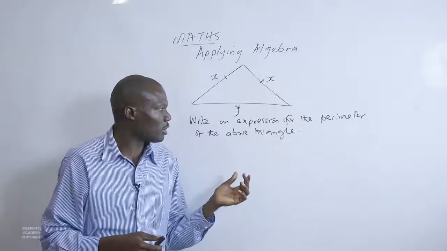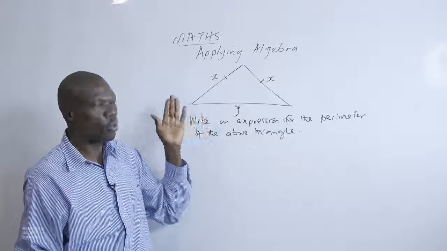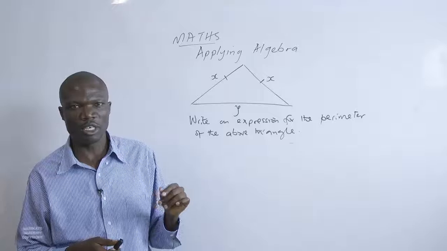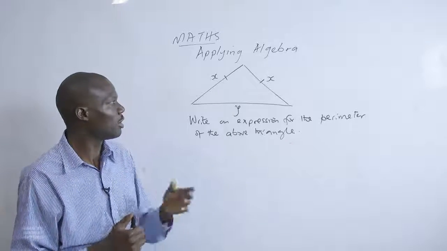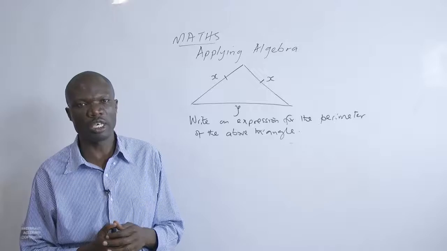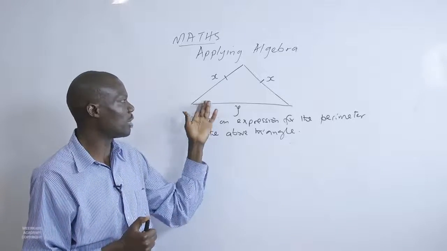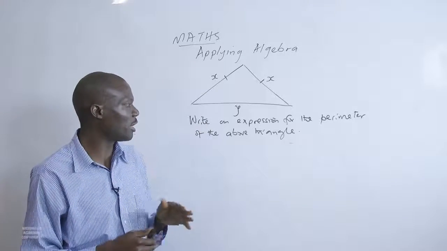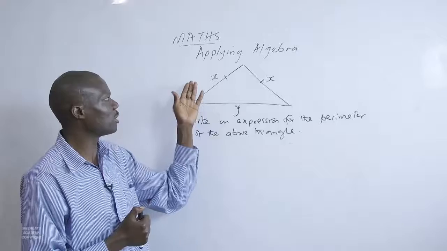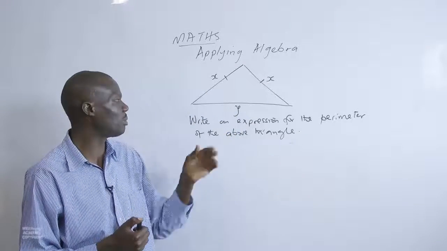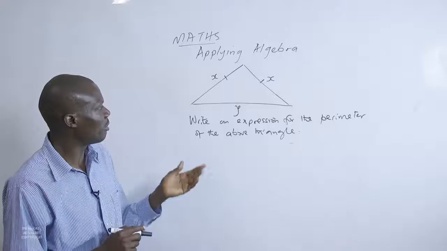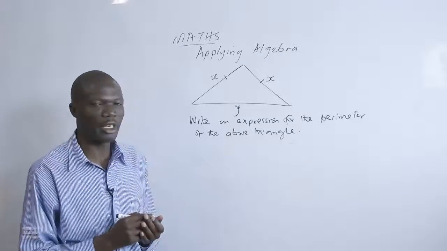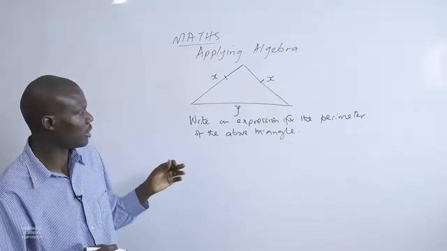If you have asked your friend what type of triangle this is, he or she must have told you that this is an isosceles triangle because it has got two sides equal, and base angles are expected to be equal because of the two sides that are equal. And then if this is an isosceles, it is measuring x by x and then by y. So the question that comes is: write an expression for the perimeter of the above triangle.